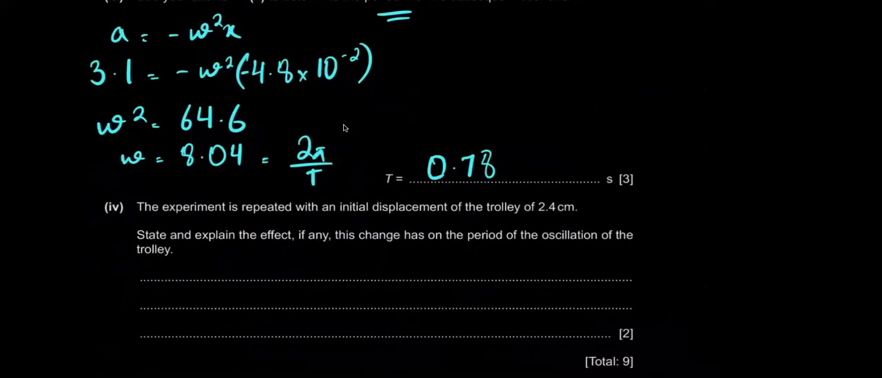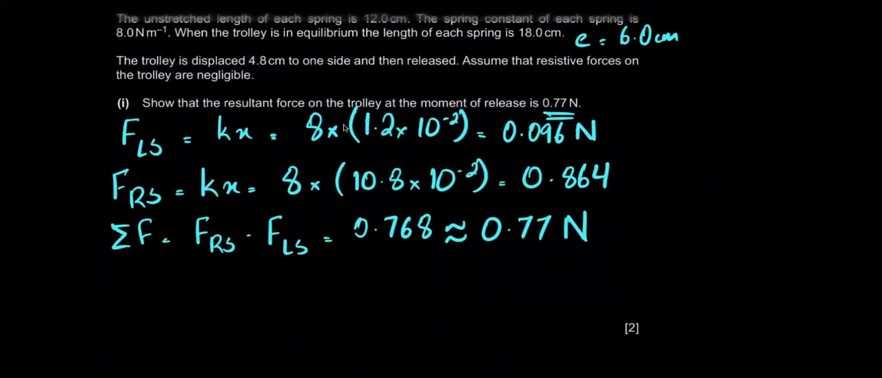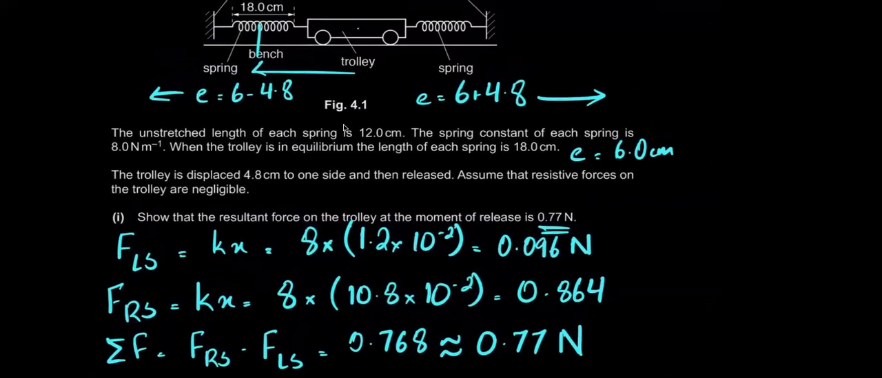The last part of this question: this experiment is repeated with an initial displacement of the trolley of 2.4 centimeters. State and explain the effect, if any, this change has on the period of the oscillation of the trolley. So if the displacement is reduced, previously this was 4.8, now this has become half of its value, 2.4, right? So again, if I think about how I actually came up with the time period, first I calculated omega. And in this experiment, how I calculated omega was first I calculated a, and x was given to me. And for a, I calculated F, by considering the forces acting on this trolley as per Hooke's law.